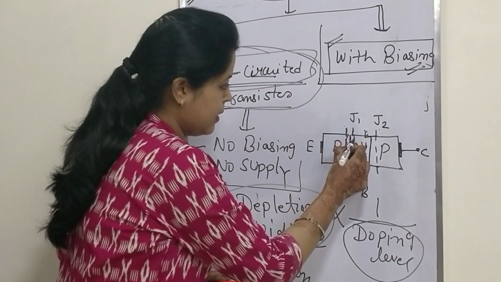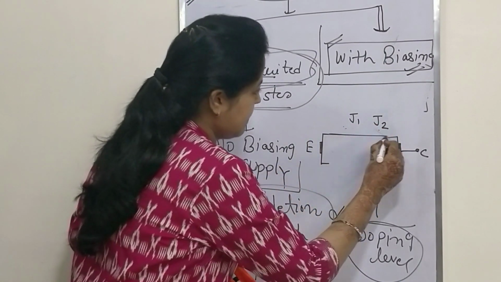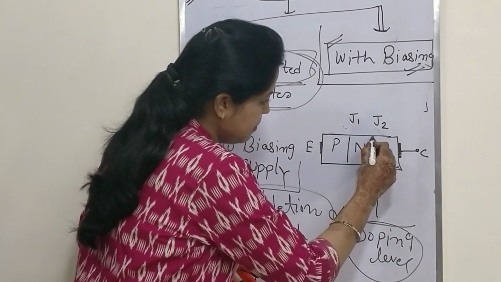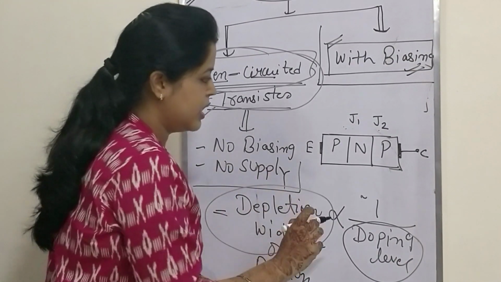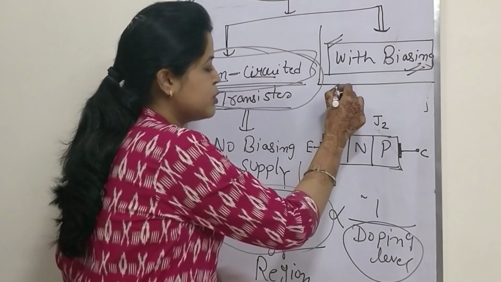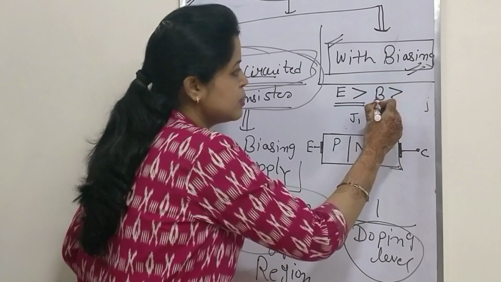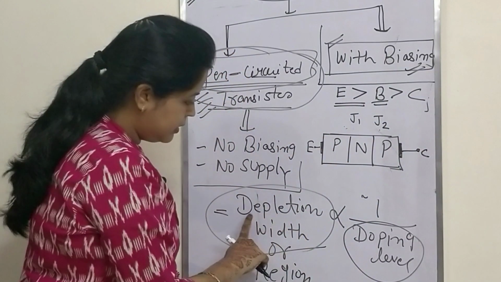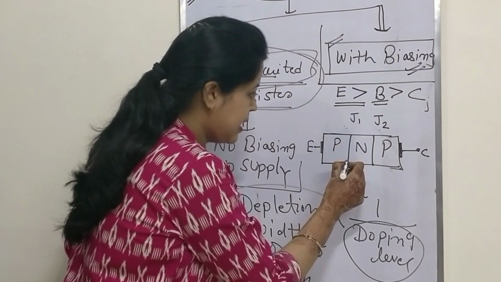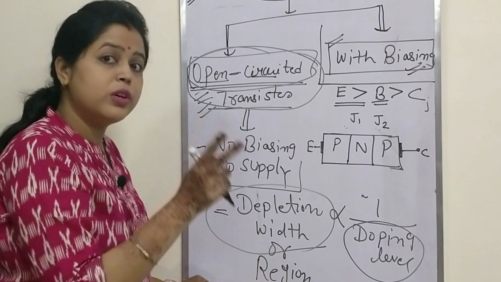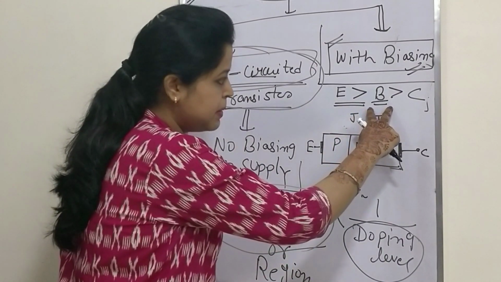Now if I am talking about C, P, N, P, I am drawing this just to help you understand the proper width of the depletion region. See, as I told you, in terms of doping, emitter is more doped than base and base is more doped than collector. So the depletion width is inversely proportional to doping level. Thus I can say the maximum width section will be toward the base region instead of the collector, because it is more doped.